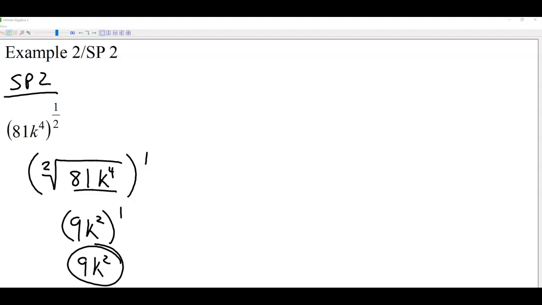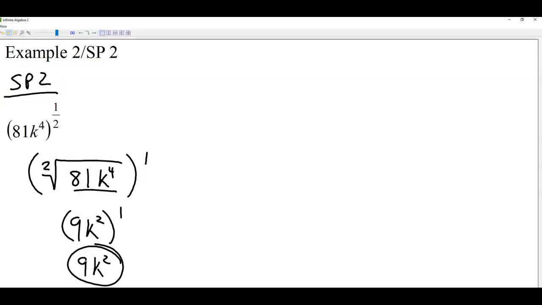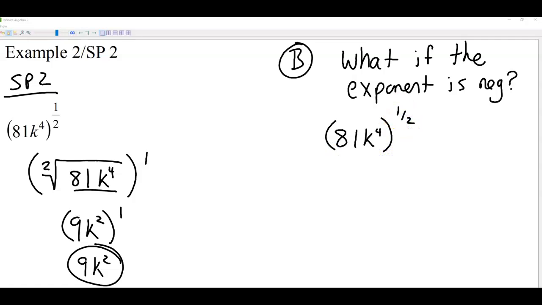Let's go ahead and, what letter did I leave off on here? All right. Let's call this B. What if the exponent is negative? Because you will see some questions like that on your homework. So like, for instance, let's take this guy, the one that we just did. And let's say it was a negative half instead.